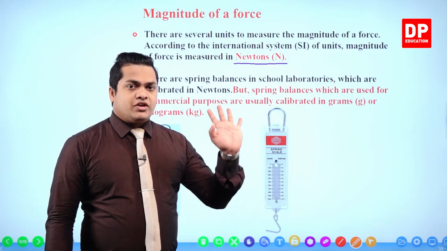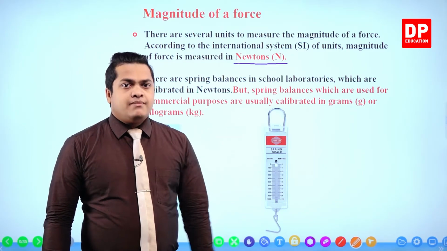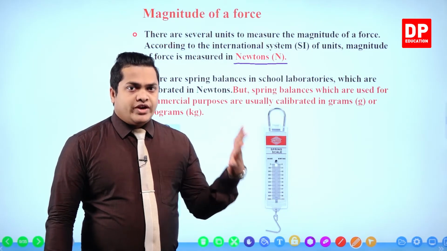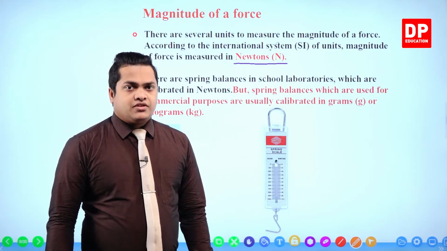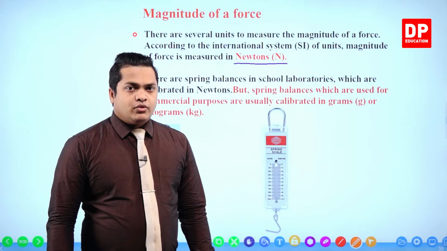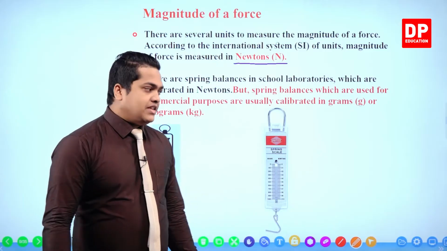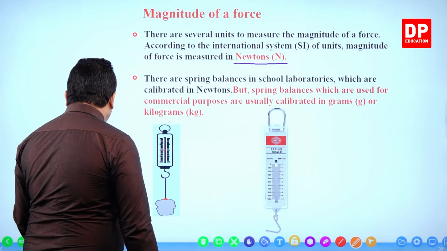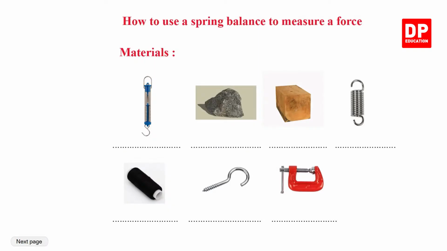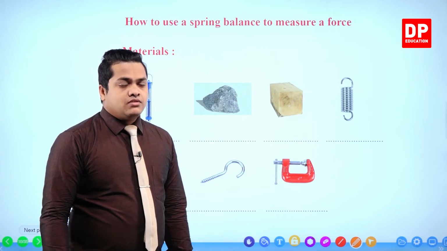We use the instrument called spring balance to measure the magnitude of the force and the unit called newtons to measure the force. Newtons is the unit. Spring balance is the instrument. Now let's see how to measure and take a value by using a spring balance.